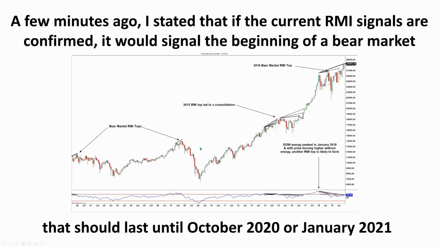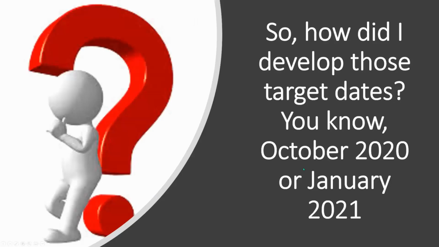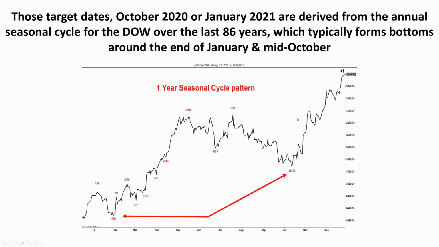Now, a few minutes ago, I stated that if the current RMI signals are confirmed, it would signal the beginning of a bear market. That should last until October 2020 or January 2021. So how did I develop those target dates? Where did I pull those out of? October 2020 or January of 2021?